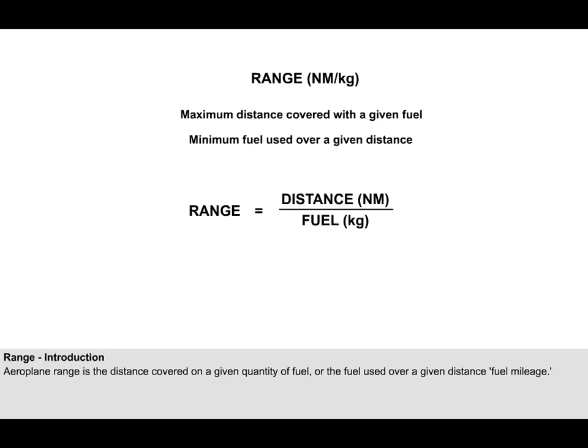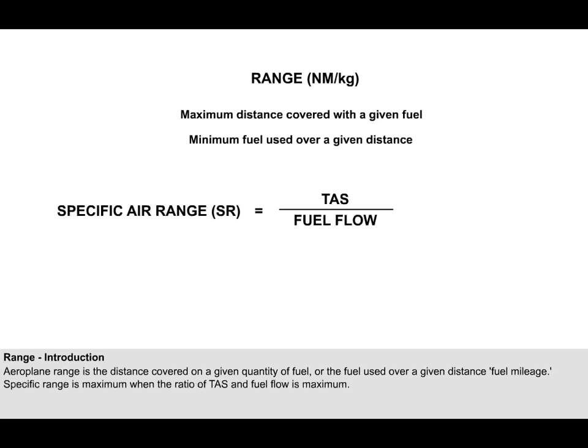As a formula, range is simply the distance in nautical miles divided by fuel quantity in kilograms. However, in the same way as we did for the formula for endurance, we must adjust our range formula in order for it to give us useful information. The top line of the formula is air nautical miles per hour, and the bottom line of the formula is kilograms of fuel per hour. Thus, the formula now reads true airspeed divided by fuel flow. This is the formula for specific air range. The formula shows that specific air range is defined as the ratio of true airspeed over the fuel flow.